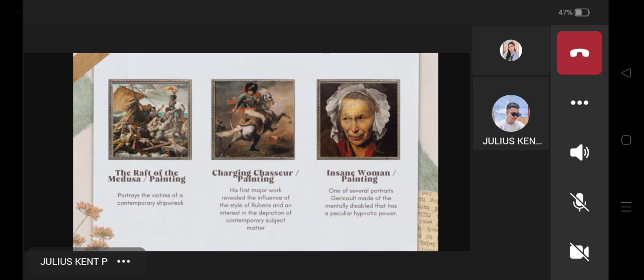Yan. The Raft of the Medusa portrays the victims of a contemporary shipwreck. Yan. Nagawa siya noong 1818, tapos natapos siya noong 1819. Yung ginamit dito ay oil paint. Tapos yung pangalawa, Charging Chasseur painting.